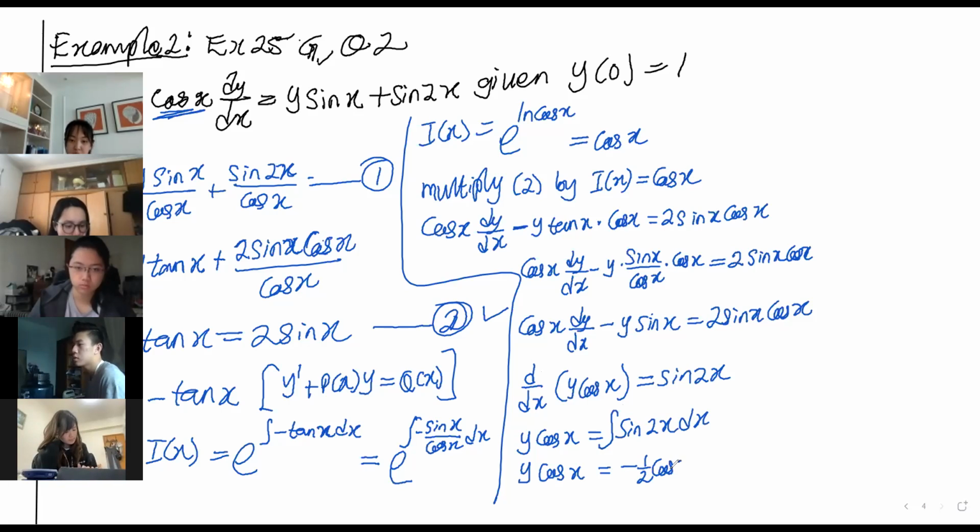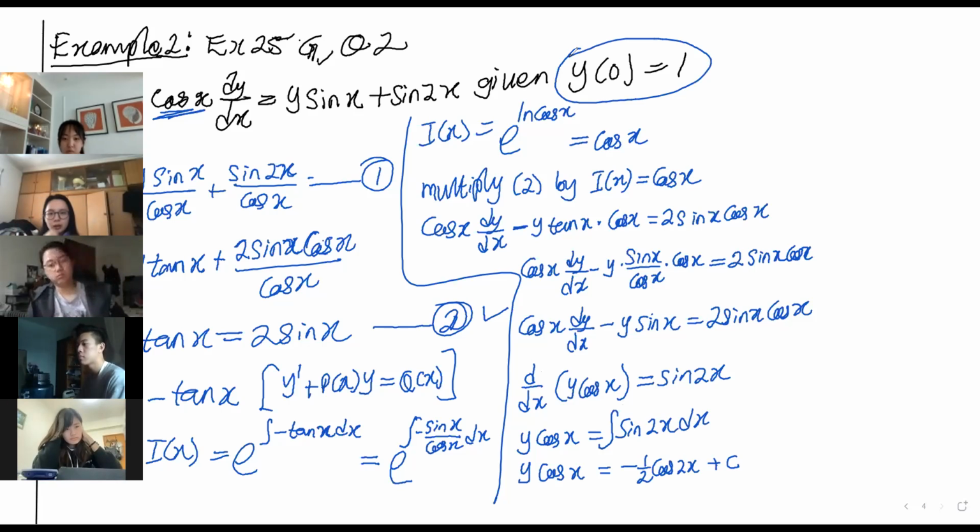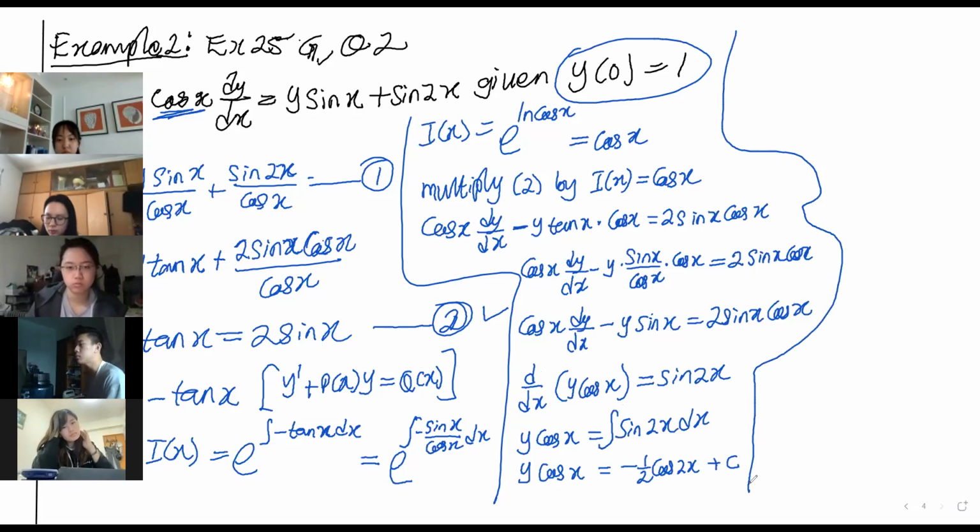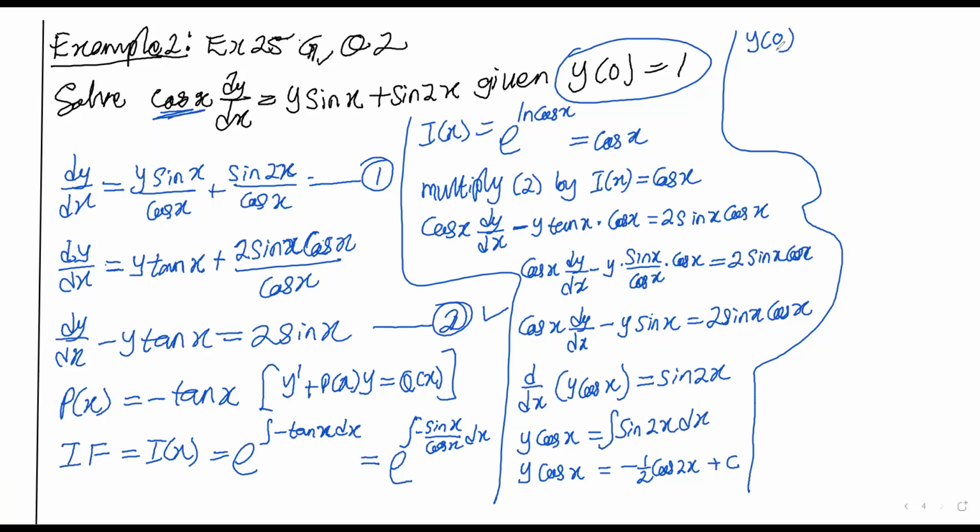Does everybody understand what he did? He did cos 2x divided by 2, right? Then plus c. Okay, now we have the initial condition. So now we're going to use our initial condition to get c. y(0) equals 1 means when x is equal to 0, y is equal to 1. That's what it means, right?